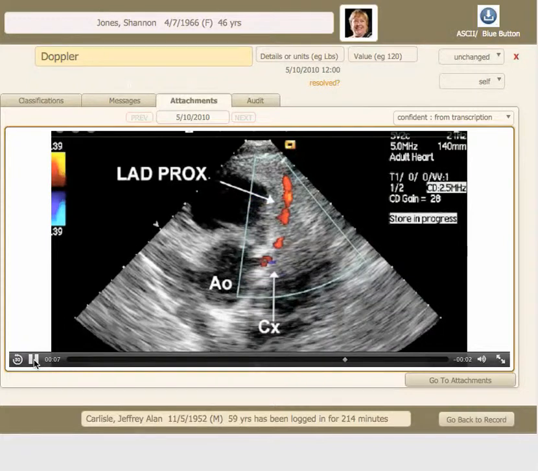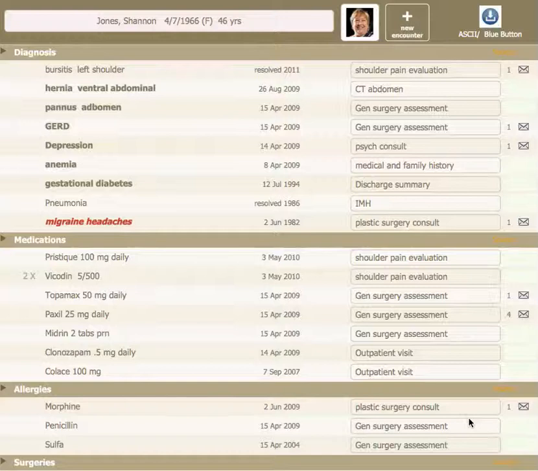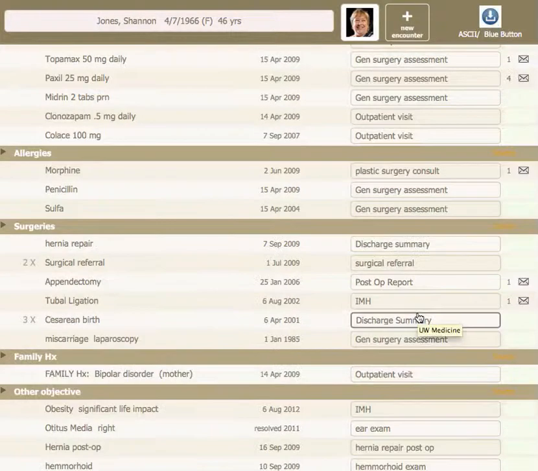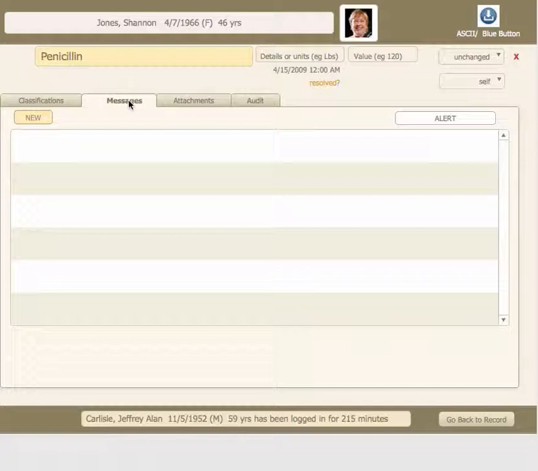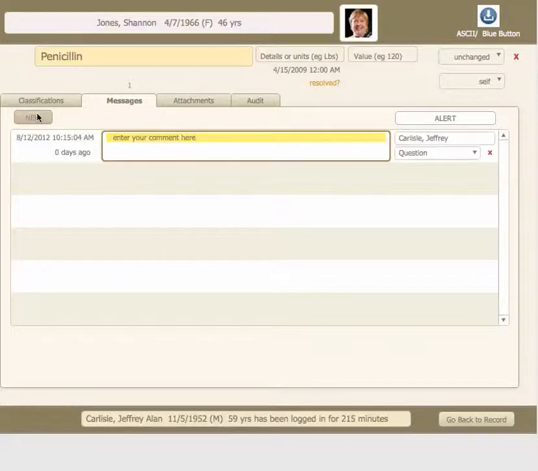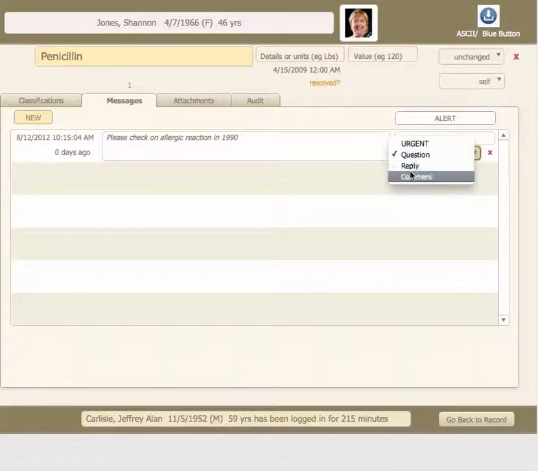Now, the real key to making sure that a record is accurate is to have everybody looking at the same information. So when you're looking at the record and you have a question or comment or concern about the record, you can simply go to the finding, add a message or a comment or a concern. Please check on allergic reaction in 1990. Some kind of a comment.